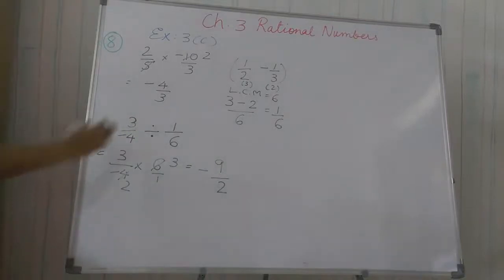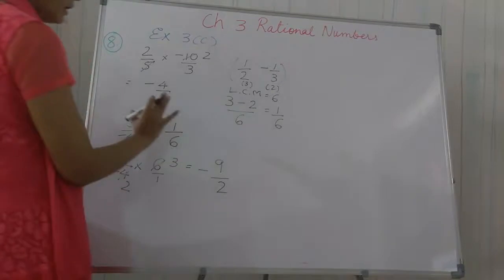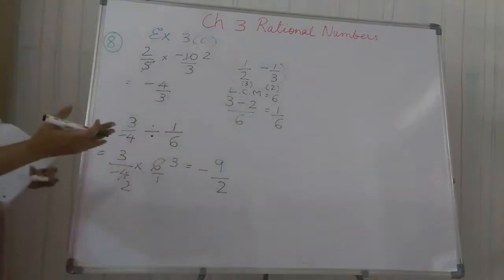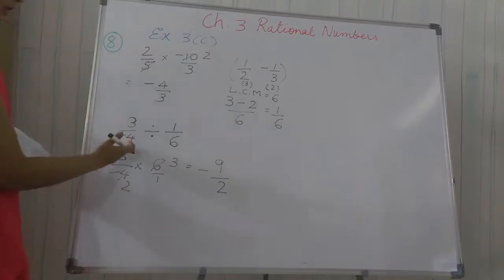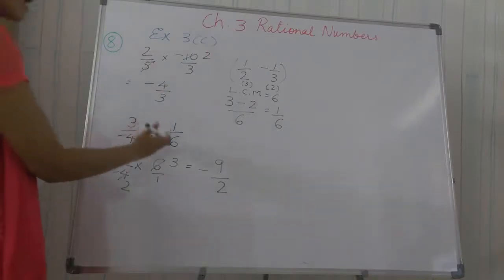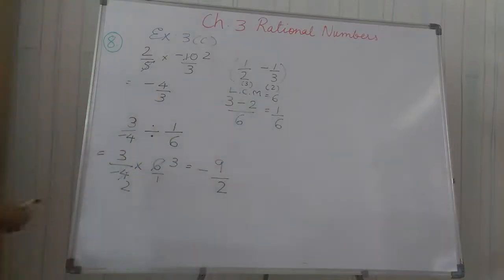So this way, first of all, solve the multiplication and the bracket separately, and then read the question again: divide the reciprocal of this, which is 3 upon minus 4, by this bracket. The answer of this bracket is 1 by 6. So you can solve this division by this method to get our answer as minus 9 by 2.